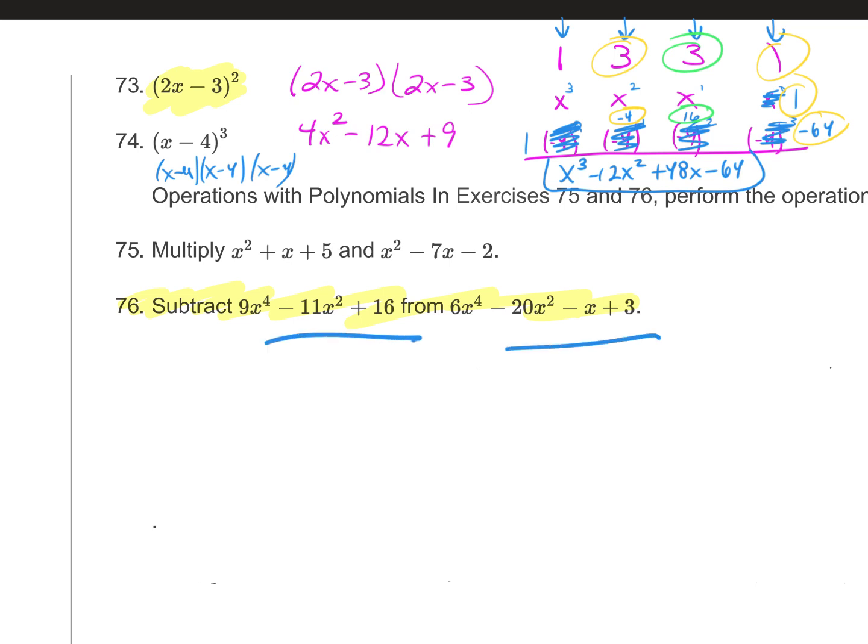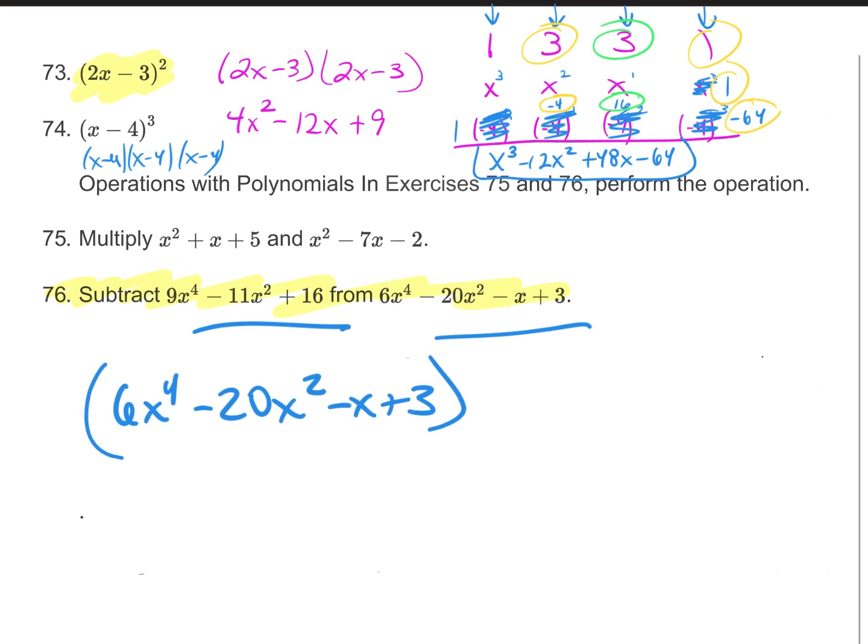All right. 76 says subtract blip from blip. All right, this is a very basic problem. It's subtraction, but what goes first? The second one, 6x to the 4th minus 20x squared minus x plus 3. You want to take 9x to the 4th from this, correct? So I'm going to write it backwards.